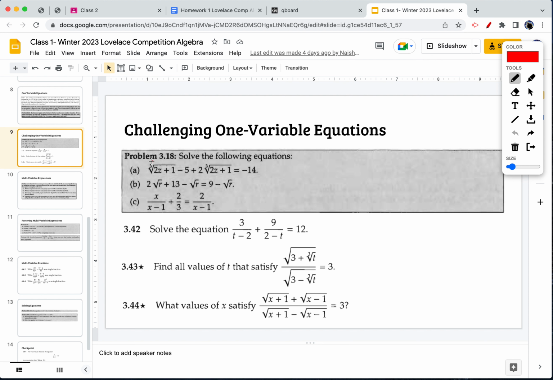So, for example, in part A, we see that we have a cube root of 2z plus 1 over here. And again, we have cube root of 2z plus 1. And then we have no other variables. So what you do here is you take 2z plus 1 and say that it's equal to y. So then, life is a lot easier. You can just substitute in y and solve.